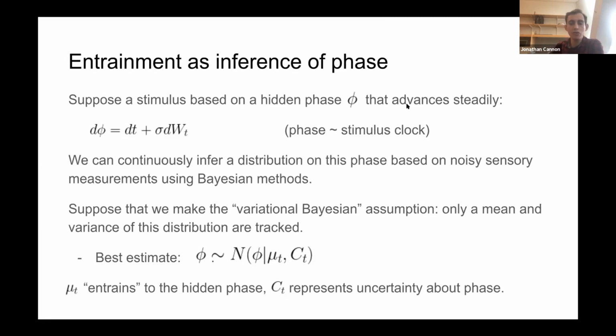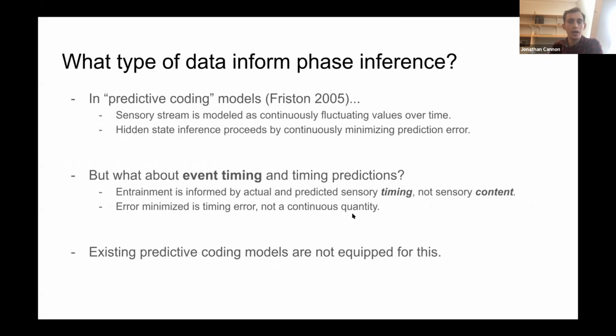So if we make the variational Bayesian assumption that we're only keeping track of a mean and a variance of that distribution, then our best estimate at any given time for the phase of this underlying stimulus is a normal distribution with some mean mu that entrains to the hidden phase and a measure of uncertainty or variance C. So then the question is, what type of data are we using to inform phase inference?